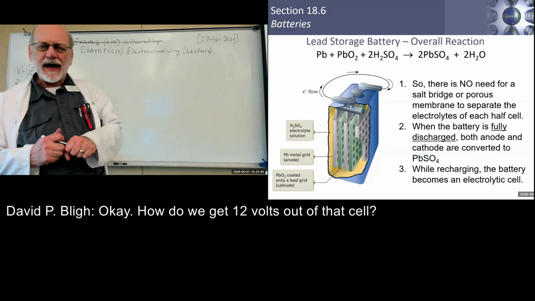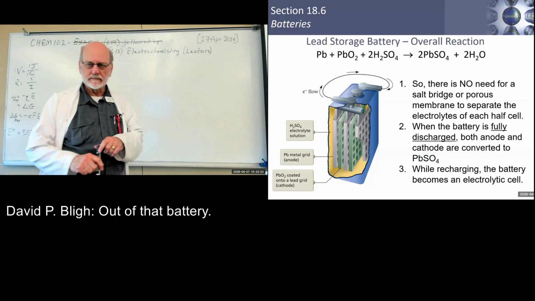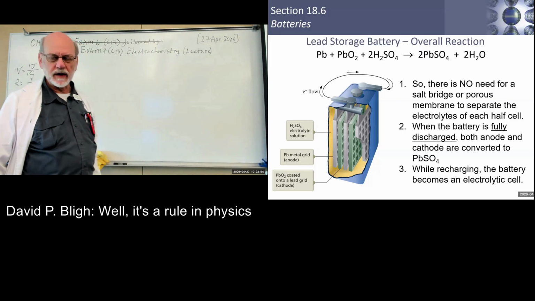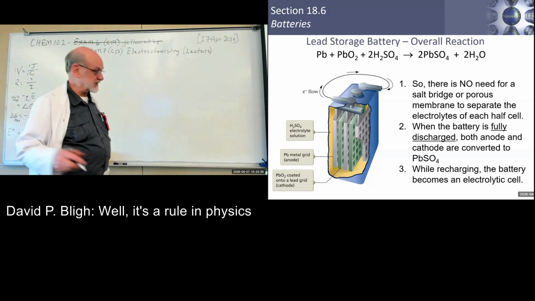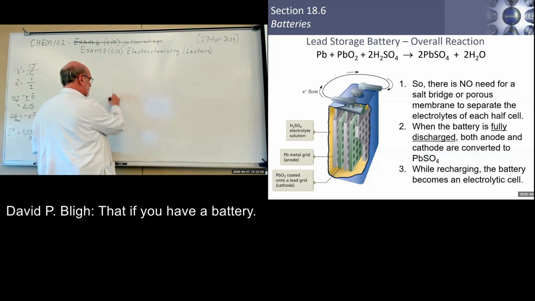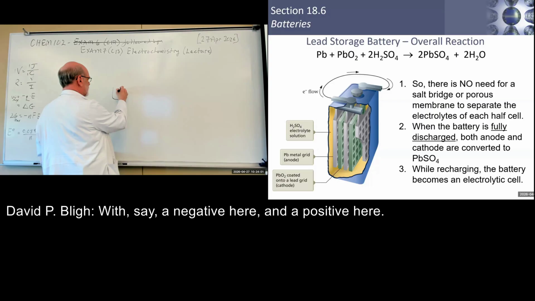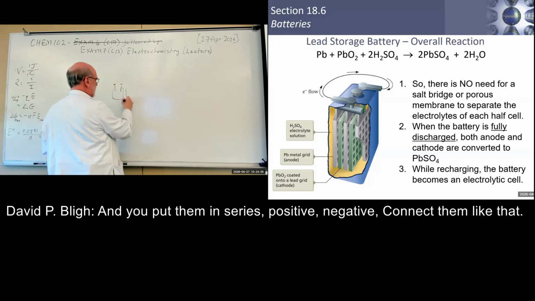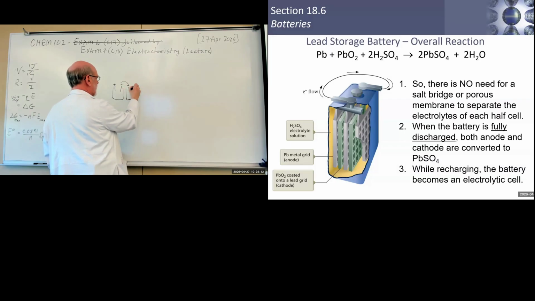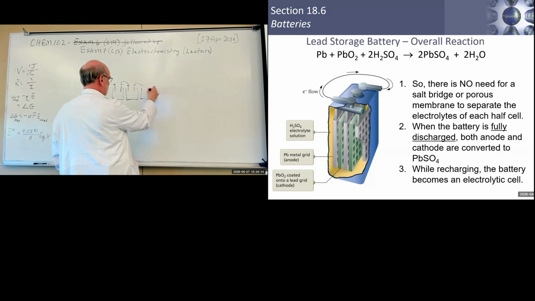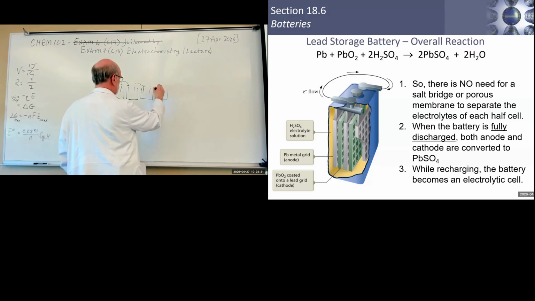Okay. How do we get 12 volts out of that battery? Well, it's a rule in physics that if you have a battery with, say, a negative here and a positive here, and you put them in series, positive to negative, and connect them like that, and then we have another one over here.